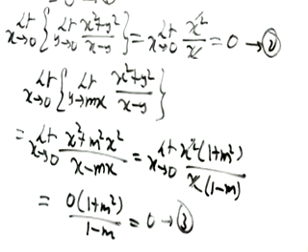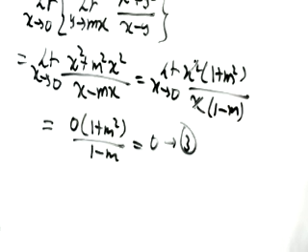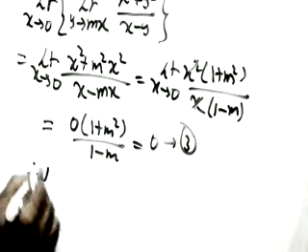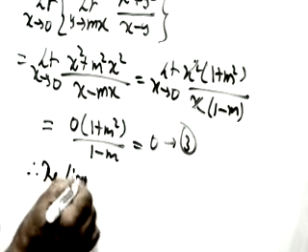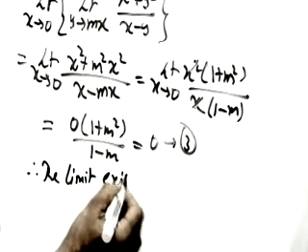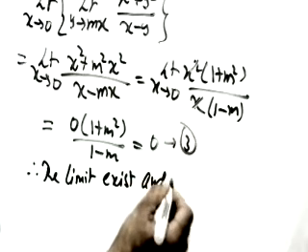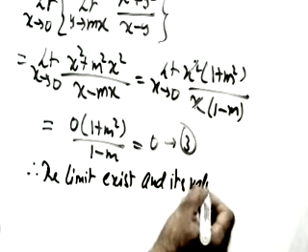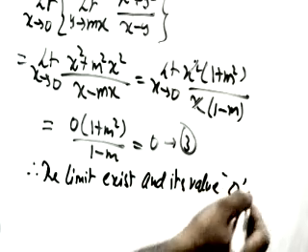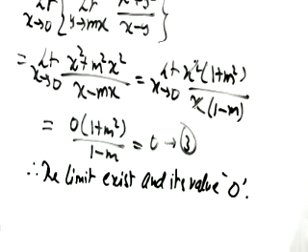And if we try other paths also, for some other value also, you will get the same value. Therefore we say that the limit exists. And the answer we are getting is 0. So its value is 0. The limit exists and its value is 0.